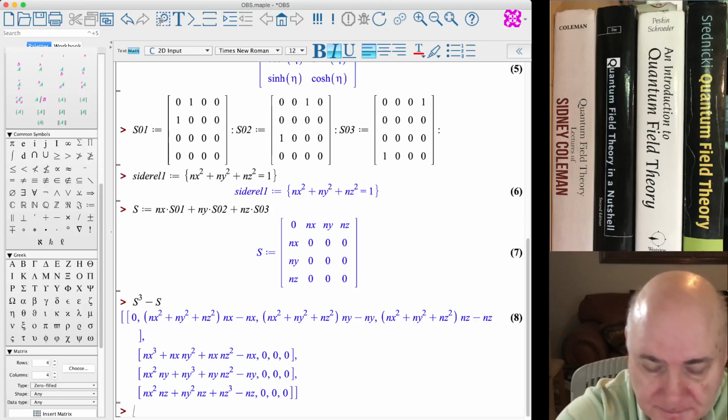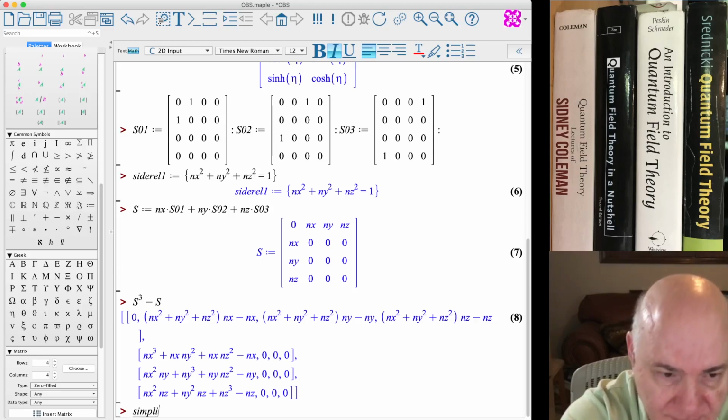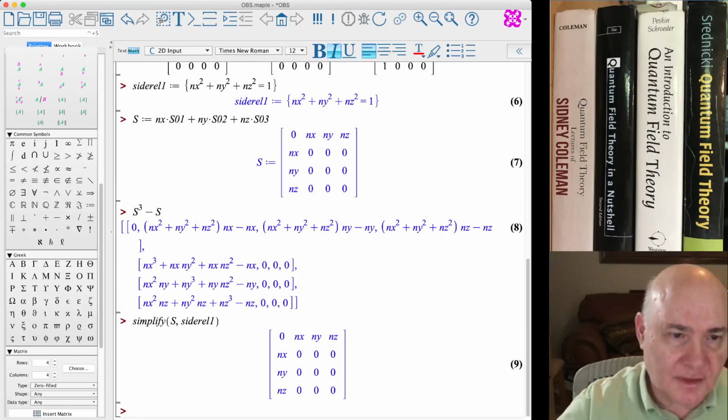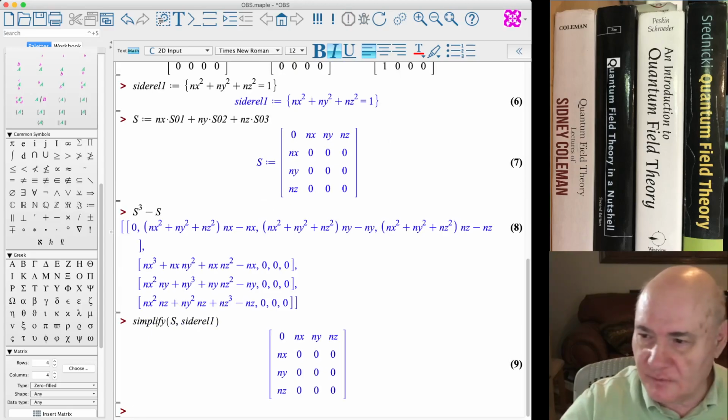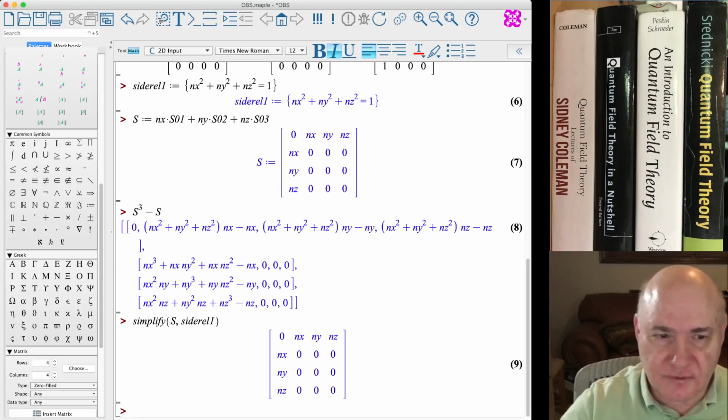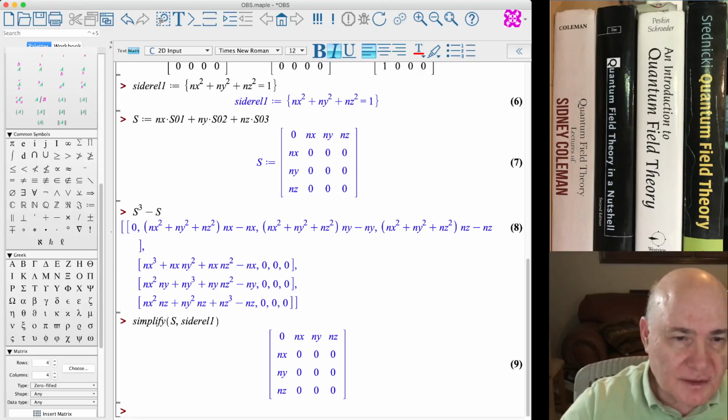And you can show that by simplifying. Maple doesn't do automatic simplification like I think Mathematica does. I wish it did. But using this thing, that didn't do what I expected it to do. Let me just think. S cubed minus S should be 0. That seems like it's 0.